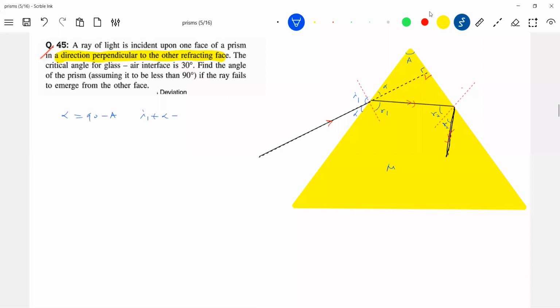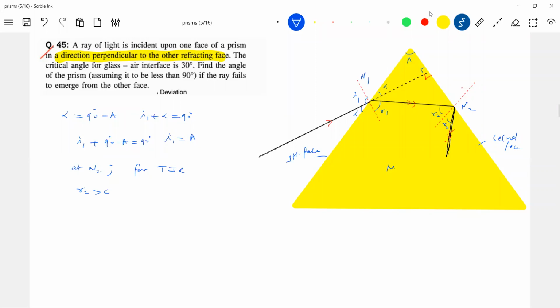Then I1 plus alpha should be 90. So therefore, what is I1? I1 is equal to A. The angle of incidence will be equal to the angle of prism. I think that's one basic condition. Then for it to undergo TIR at the second face, say N2, this is N1. At N2, for TIR, R2 should be greater than the critical angle.